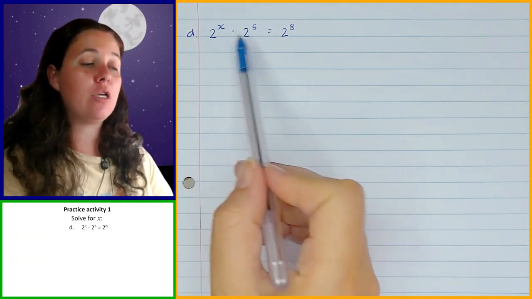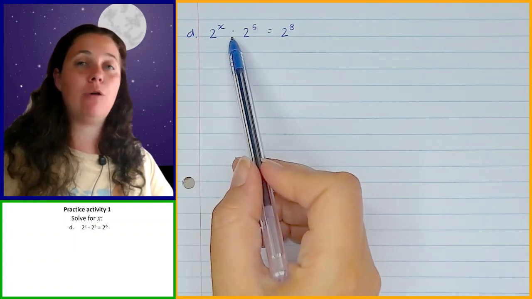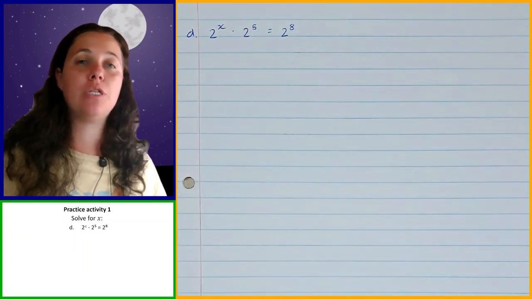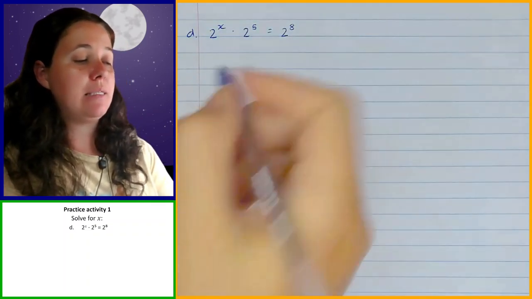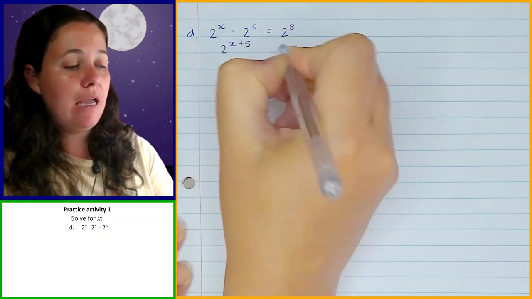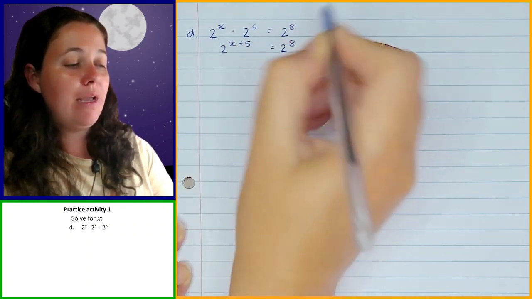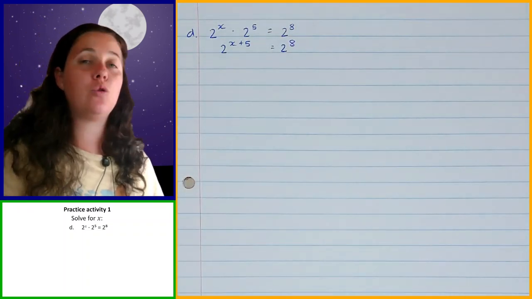I can do that because they have the same base, and we've got a law that says when you're multiplying powers with the same base, what do we do with the exponents? We add the exponents. So I'm going to add those exponents and keep the base the same. So that's going to give me 2 to the power of x plus 5 equals 2 to the power of 8. Now that I've got that, I can then continue like I was doing with my other ones.